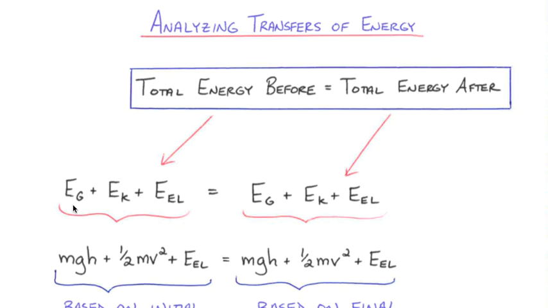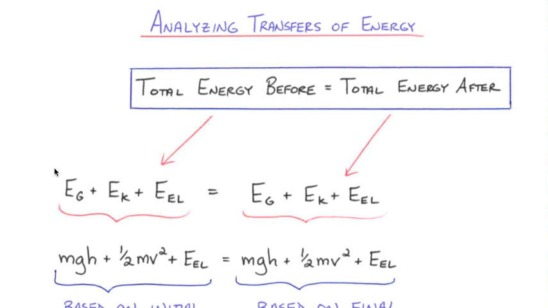So we only have three types that we've discussed: gravitational potential energy, kinetic energy, and elastic potential. And those three, when I add them up, give me my total energy before, and that has to be equal to those same energy types, but you may have a different amount of each. So whatever I have before in total has to equal the total afterwards.